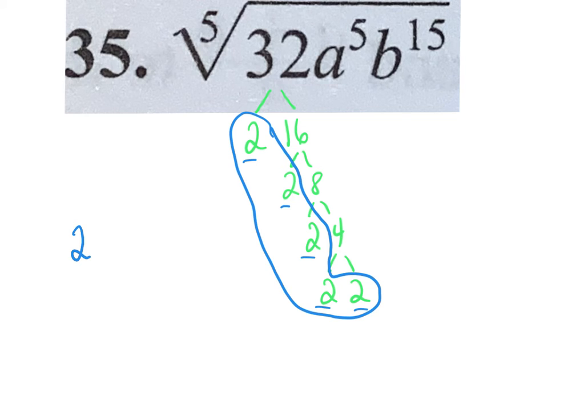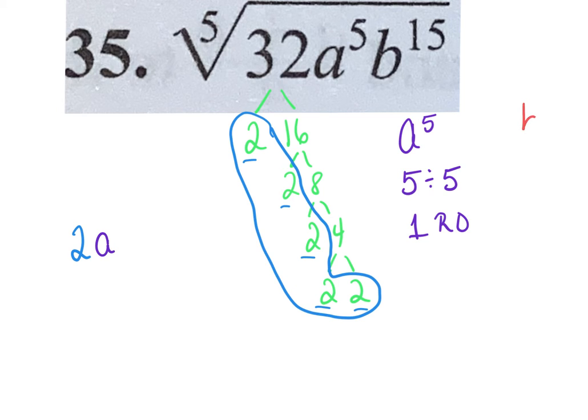Let's look at my variables. I have a to the 5th. I am looking for groups of 5. So 5 divided by 5 in every group is going to be 1 with the remainder of 0. How many A's are coming out? How many groups are coming out of A's? 1 group is coming out. How many A's are staying in? 0 A's are staying in. All right. And you actually don't even have to put this little index or exponent there.